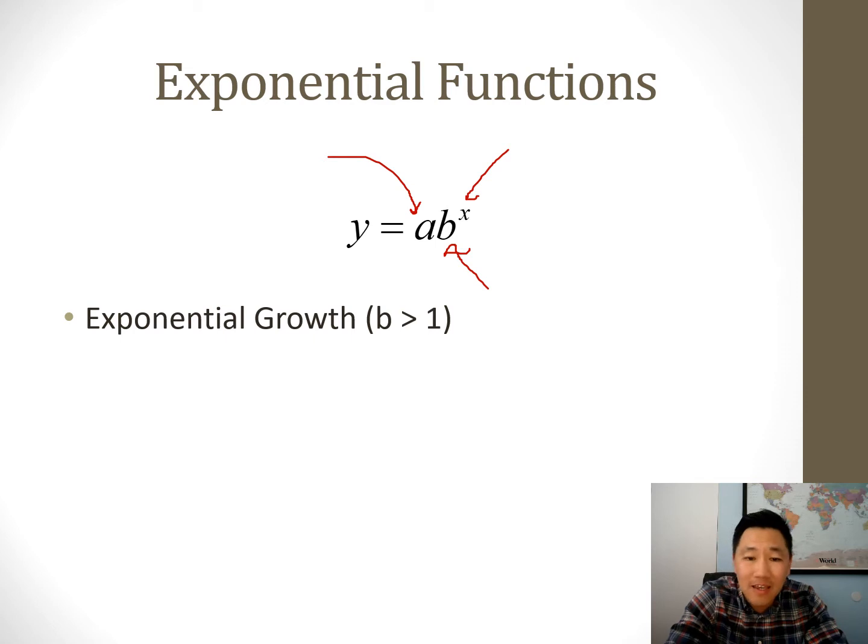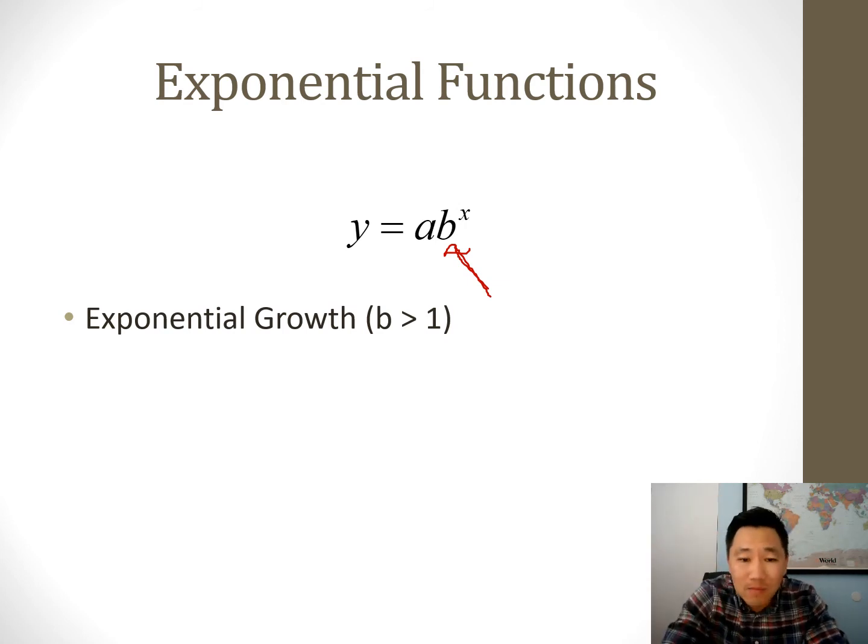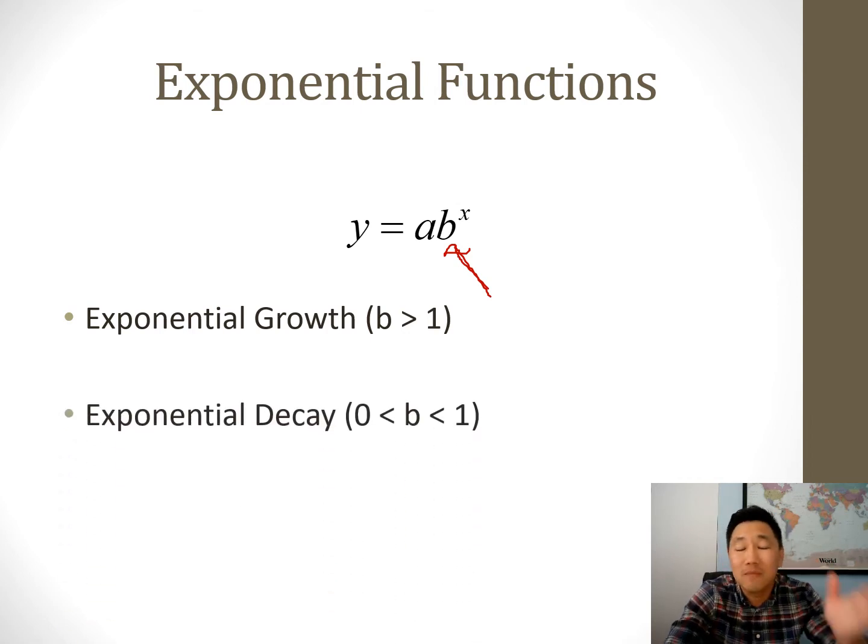Let's focus on the b's. If the b is greater than 1, so a number bigger than 1, then you're going to have an exponential growth. So 1.3, 1.7, 2, 4, all those numbers will give you an exponential growth. But if b is in between 0 and 1, so like a decimal, like 0.24 or 0.57, so a decimal or a fraction that's between 0 and 1, then you have an exponential decay, which means your graph is going to go down instead of up.